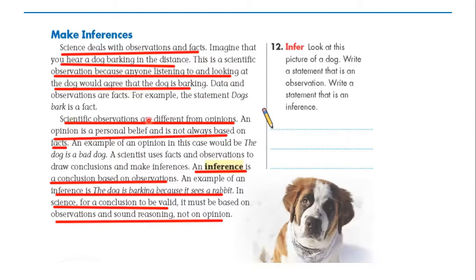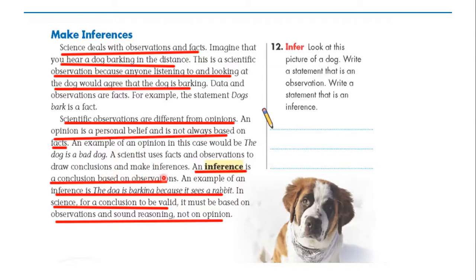Now, scientific observations are different from opinions. An opinion is a person's belief and not always based on facts. For example, an opinion here in this case is that the dog is a bad dog. But a scientist uses factual observations to draw conclusions and make inferences.